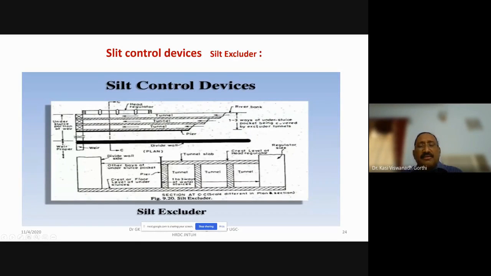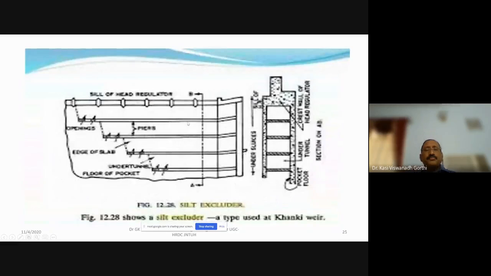You may see here the size of the tunnel, how the length of the tunnel should be, everything is given. The length of this tunnel also is varying. You may note that the maximum length of the tunnel will be equal to the length of the canal head regulator near the river bank. This is the sill or crest level, and you have the piers for the weir. So these are all the under sluice portion.